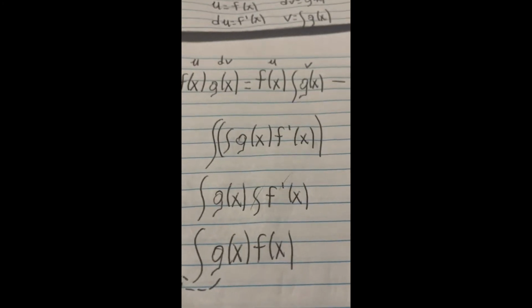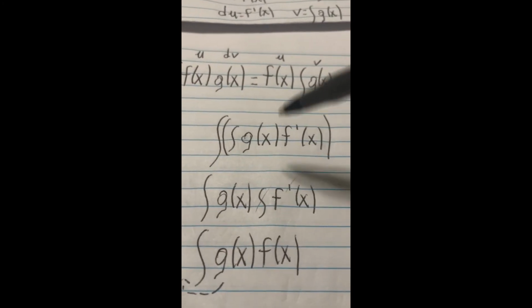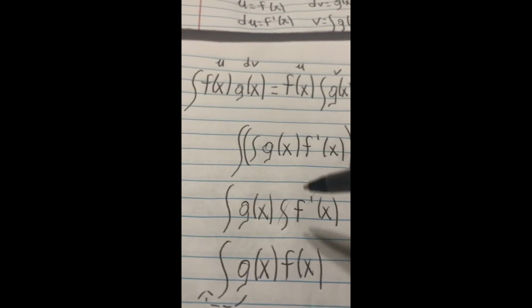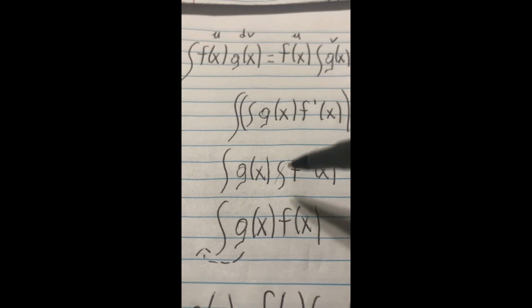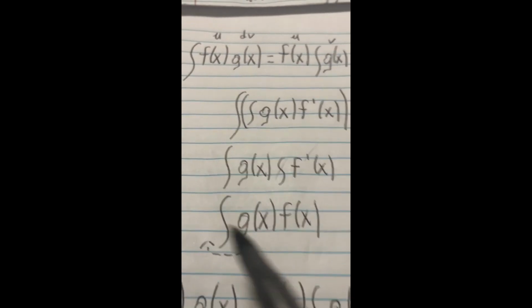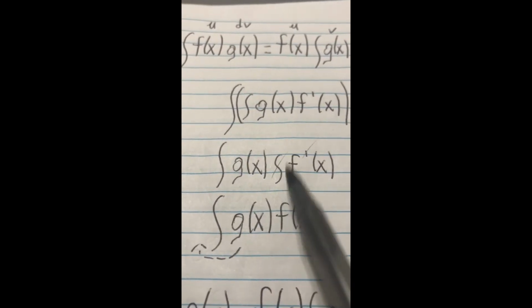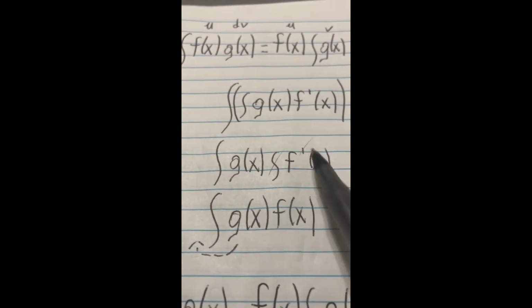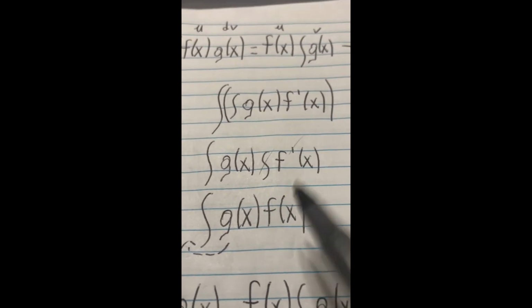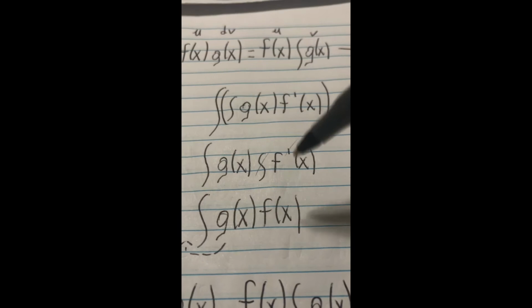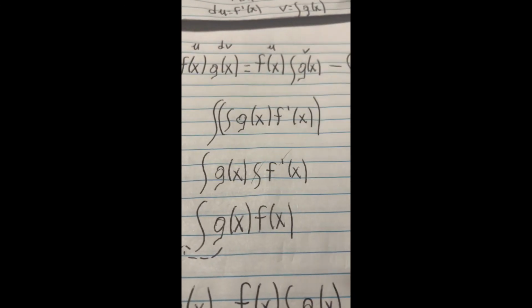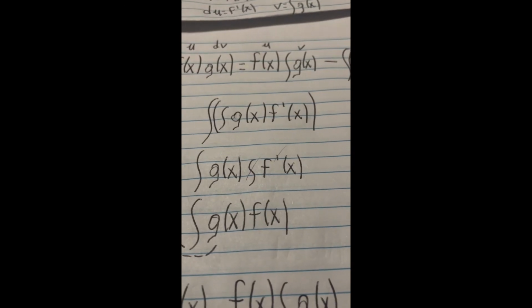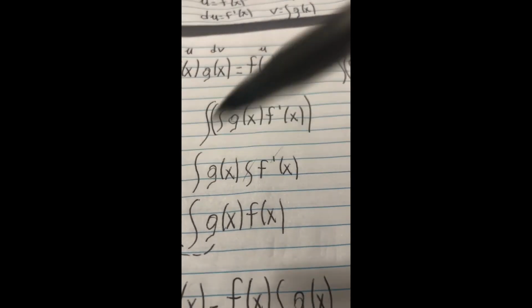When I apply the constant multiple rule on this inside integral, I'm basically going to push that g of x outside of the smaller integral. So here we have g of x and then the integral of f prime of x. The reason I want to do that is because I want to get rid of this prime, this derivative. When we have an antiderivative going on top of a derivative, they cancel each other out.